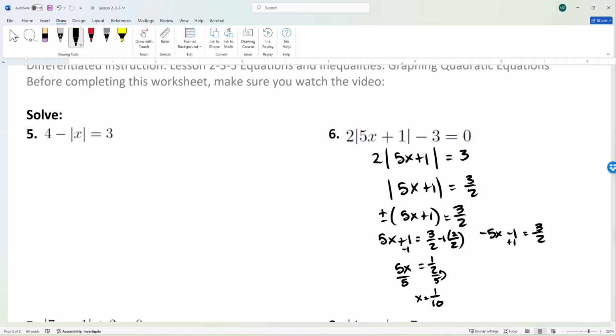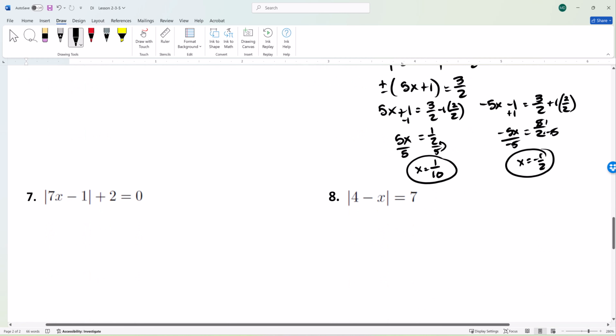Now I'm going to add 1 to both sides. Now remember, find the common denominator. So 3 plus 2 over 2, so it's going to be 5 over 2. Divide both sides by negative 5. The 5's cancel out, and so that should be x equals negative 1/2. Fractions are okay.